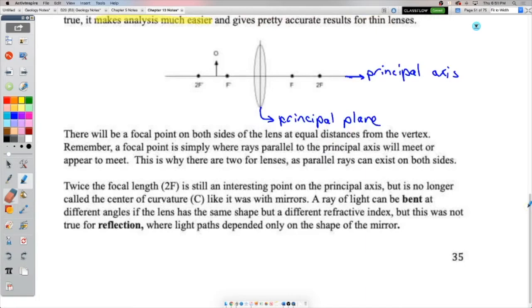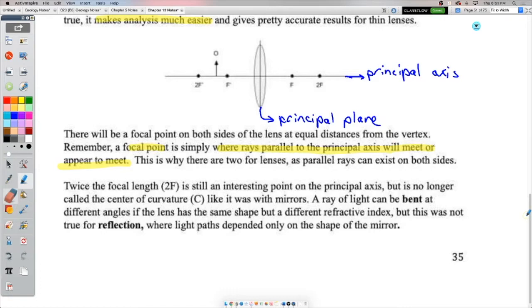Just a reminder of what a focal point is. A focal point is where rays parallel to the principal axis will either meet or appear to meet. So this focal point will make rays that are coming in parallel on this side meet there, right? So a parallel ray will meet there, a parallel ray will meet there. But if a ray were coming parallel this way, it would meet there, and meet there. So that's what the two focal points are. We call one a primary focal point and one a secondary focal point.